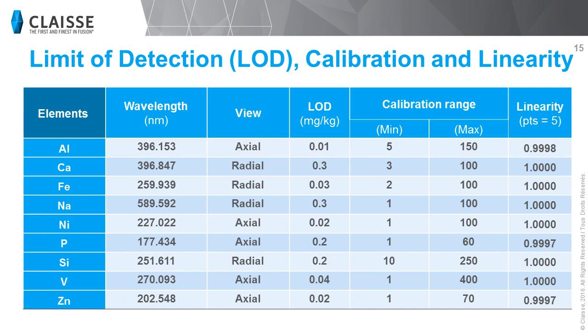This table summarizes the wavelengths that were used. Calcium, iron, sodium, and silica have been analyzed by radial view, while all the other elements were analyzed by axial view. The detection limit was calculated on 10 replicates of a diluted sample solution. Also, this table shows the calibration range for each element with the linearity obtained for each calibration curve.